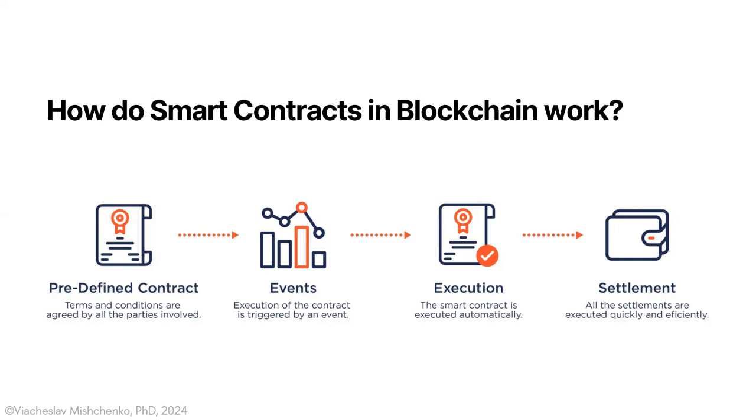So all agreed upon transactions or actions are completed quickly and efficiently. And what is particularly impressive is that this entire process happens without any intermediaries, simultaneously reducing both time and cost. And finally, I always emphasize that this automation and efficiency is what makes smart contracts truly revolutionary in the business world. The next slide.